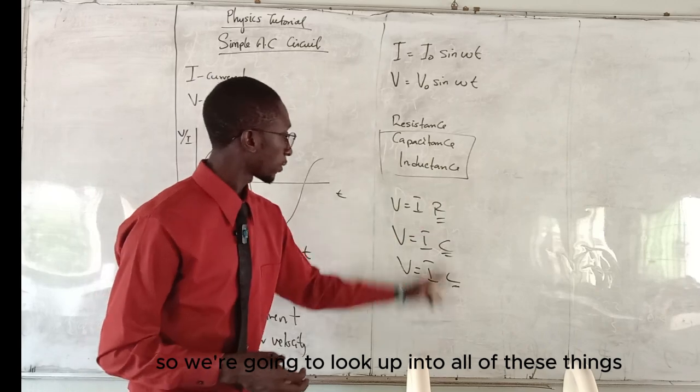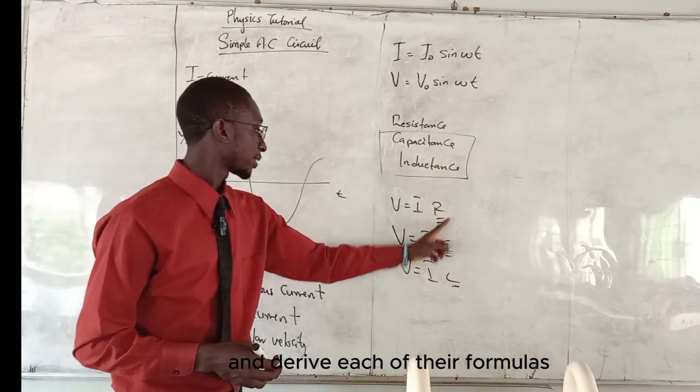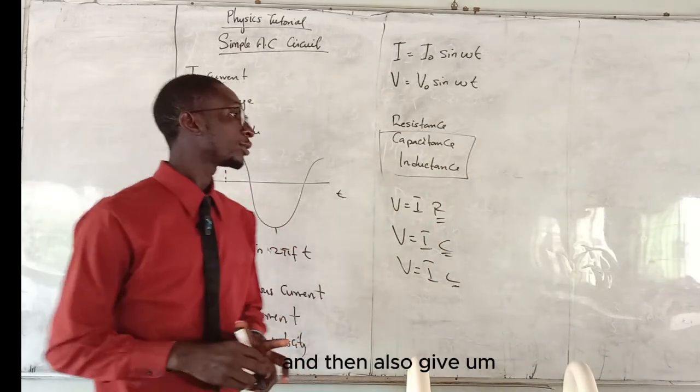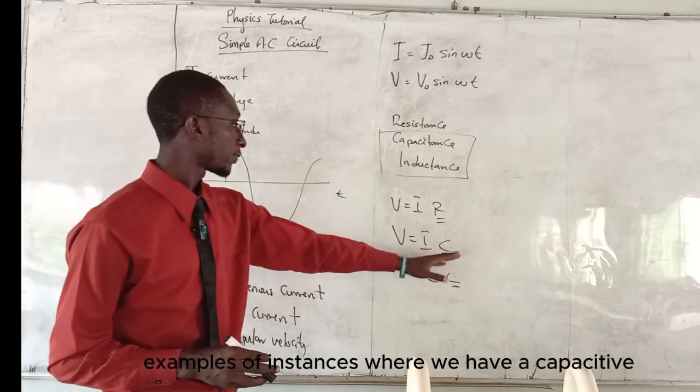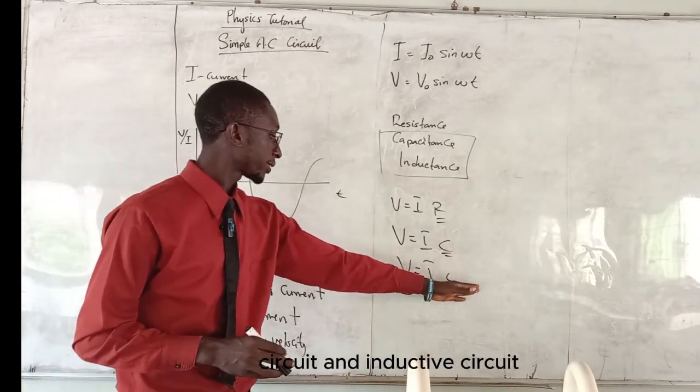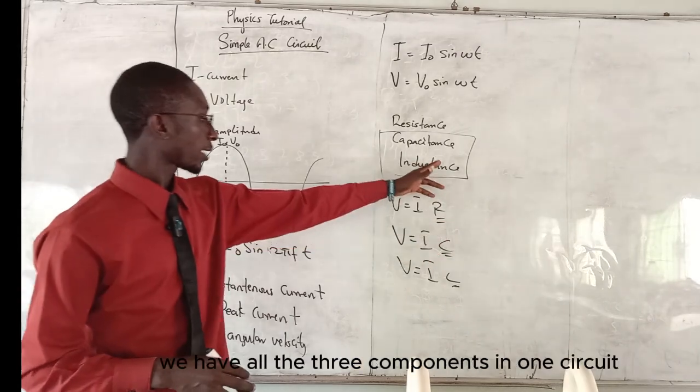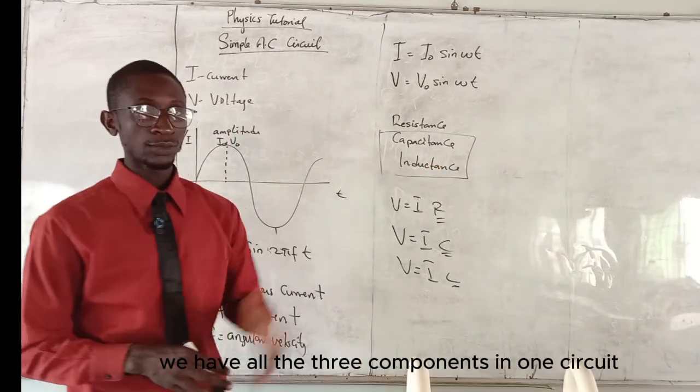So we are going to look into all of these things and derive each of their formulas, and then also give examples of instances where we have a capacitive circuit, an inductive circuit, and in some cases, we have all three components in one circuit.